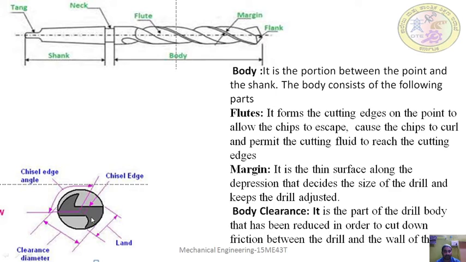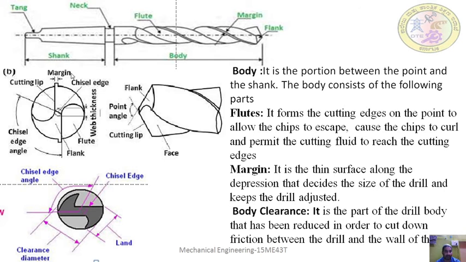Margin. You can see the margin here. So this is the margin. It is a small gap, a thin surface between these flutes. It decides the size of the drill and keeps the drill adjusted. So the margin decides the size of the drill. It is a small gap between these two surfaces. You can see it in this figure also. This is the margin. These are the thin surfaces which decide the size of the drill and keep the drill adjusted.